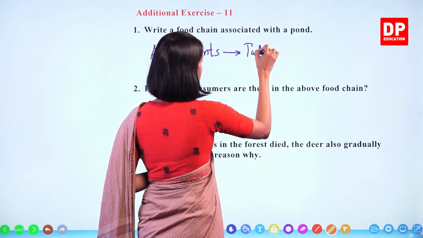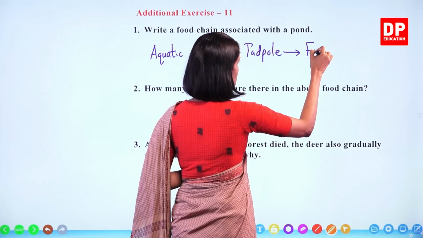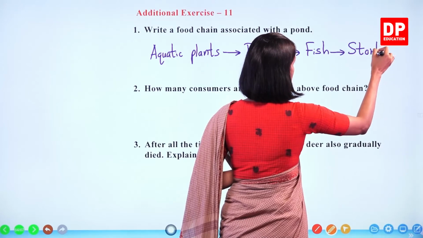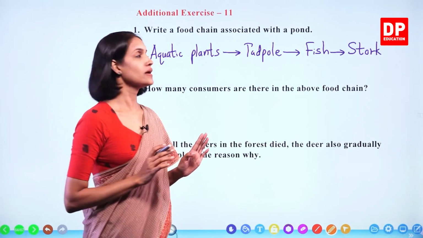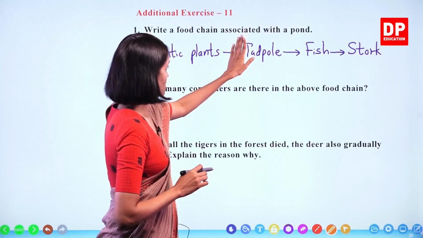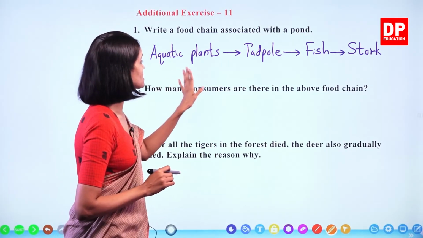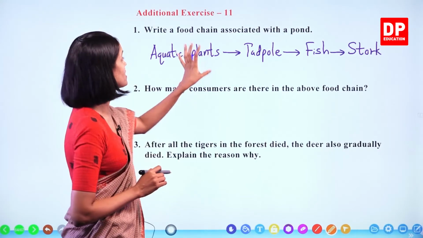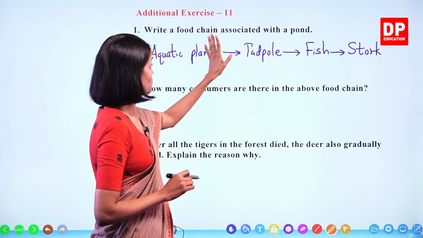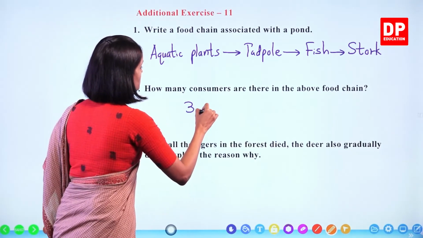Tadpole. Fish. Stork. Right? Aquatic plants are eaten by tadpole. Fish feeds on tadpole and stork feeds on fish. Right? How many consumers are there in the above food chain? Always the first link is the producer. All the others are the consumers. So how many consumers? 1, 2, 3. 3 consumers.